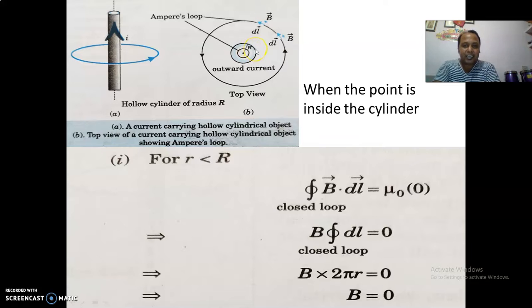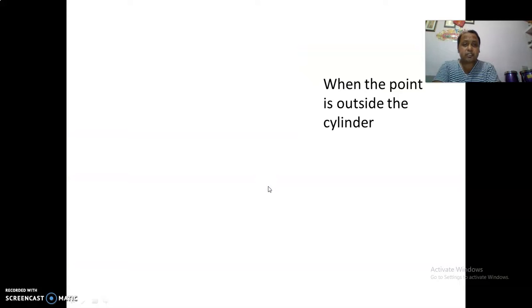Now the second condition that we are going to take is a point outside the cylinder, that is, the radius of the Amperian loop will be greater than capital R. So let us see that condition also when the point is outside the cylinder.